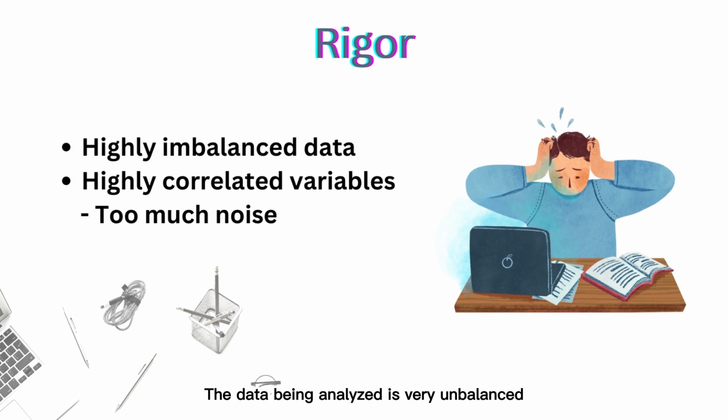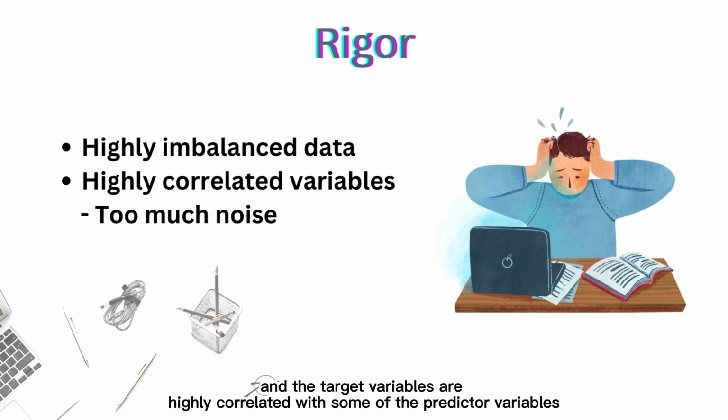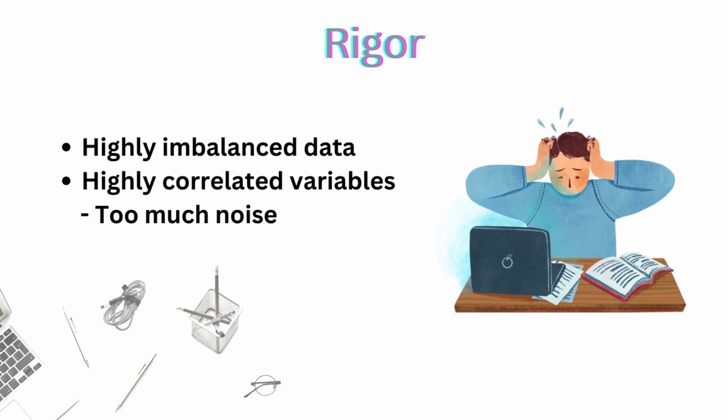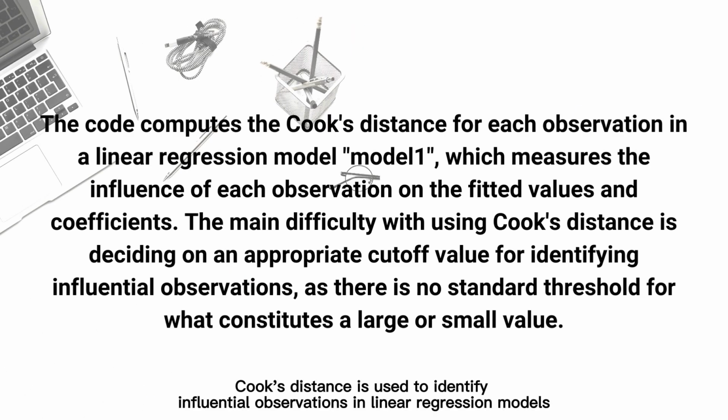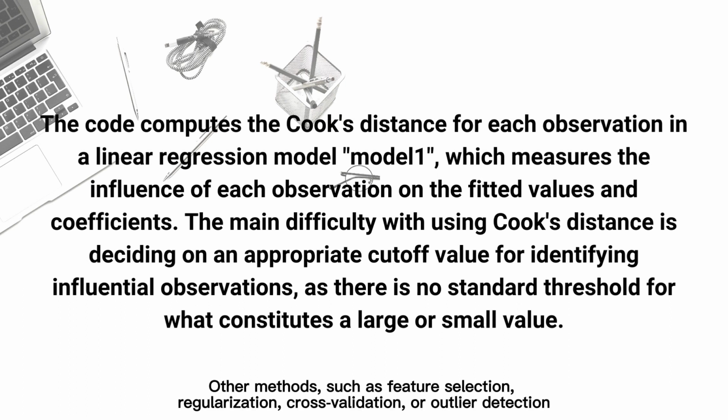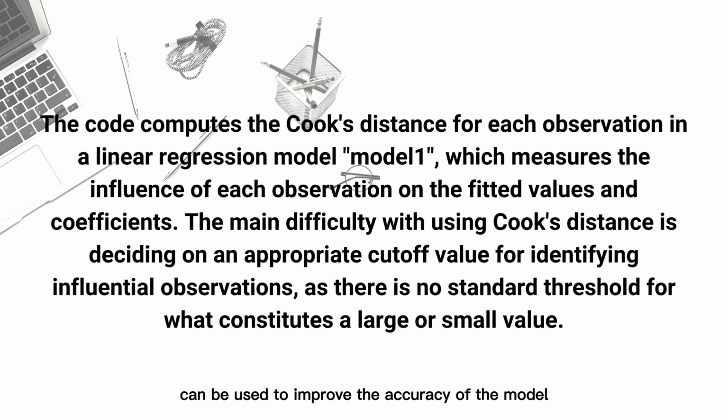The data being analyzed is very unbalanced, and the target variable is highly correlated with some of the predictor variables. Noise in the data may affect the ability of the model to make accurate predictions. Cook's distance is used to identify influential observations in linear regression models, but determining a cutoff value can be challenging. Other methods, such as feature selection, regularization, cross-validation, or outlier detection, can be used to improve the accuracy of the model.